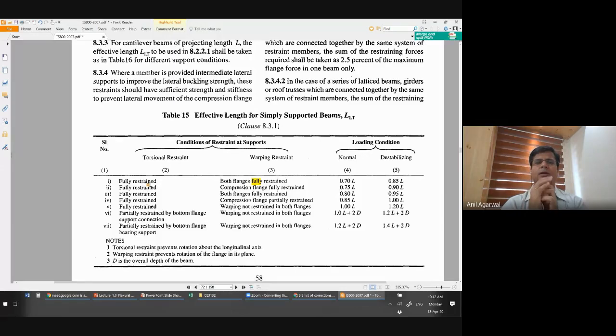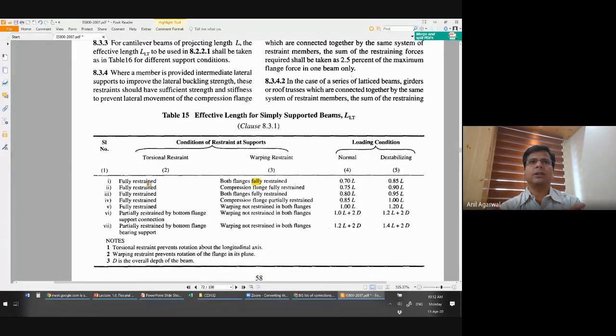Similarly, there are ways to restrain torsion. One way is again to provide braces. We had discussed in quite a bit of detail how to restrain torsional movements. How do you do that? You basically connect both top and bottom flanges with bracings, right? If you do that, then very effectively you can restrain torsion. Alternatively, you can restrain torsion partially.